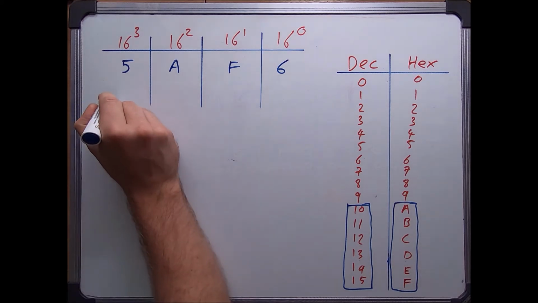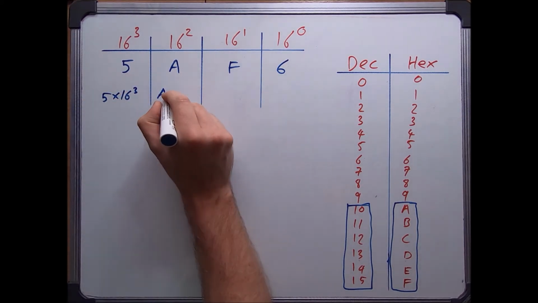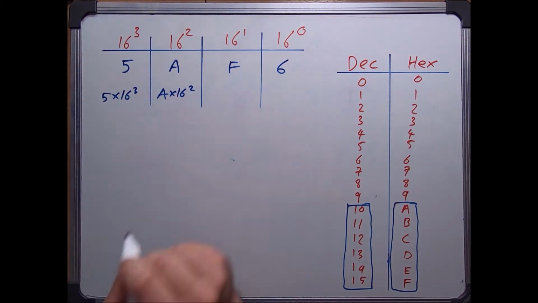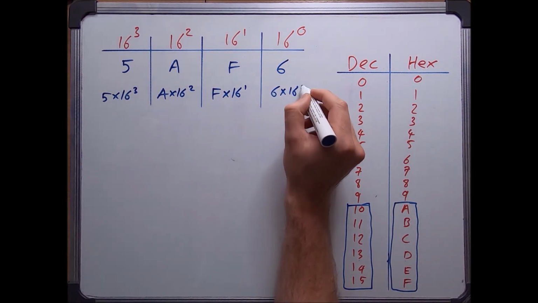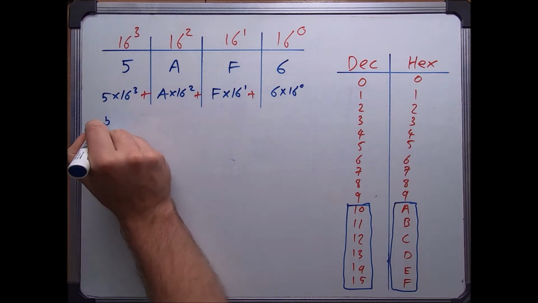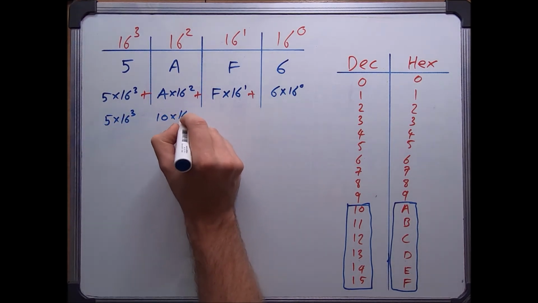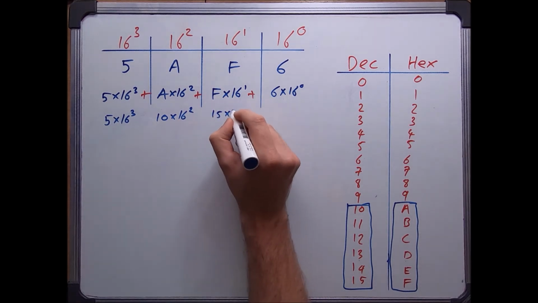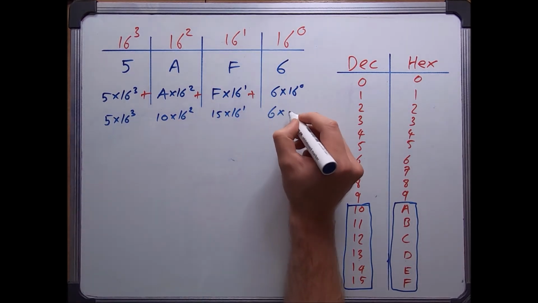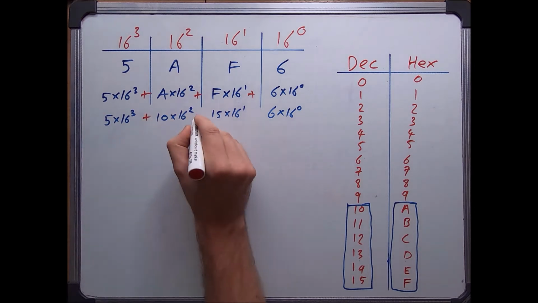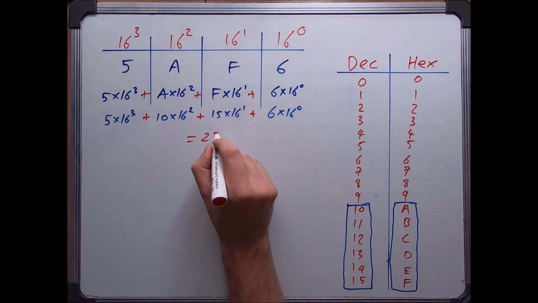So we have 5 times 16 to the power 3, plus A times 16 to the power 2, plus F times 16 to the power 1, plus 6 times 16 to the power 0, which is the same as saying 5 times 16 to the power 3, plus 10 times 16 to the power 2, plus 15 times 16 to the power 1, plus 6 times 16 to the power 0, which gives a final answer of 23,286.